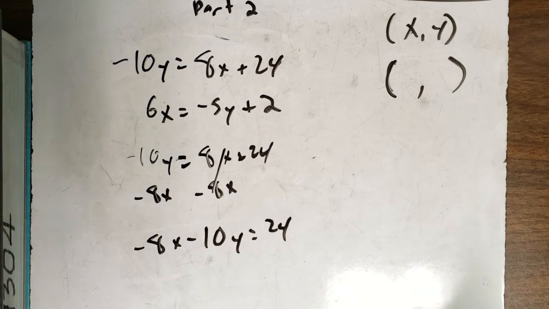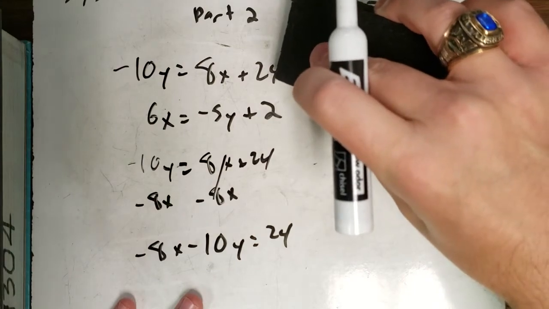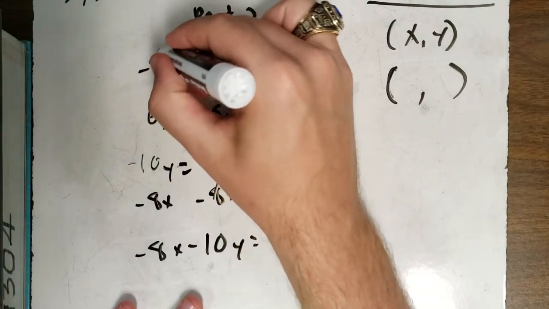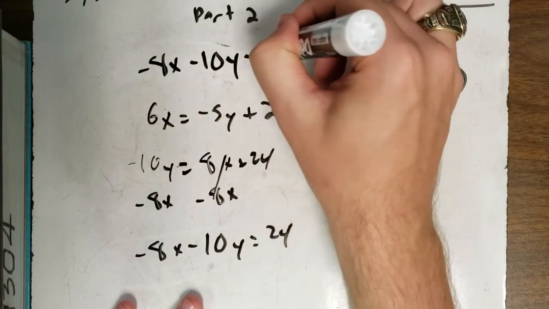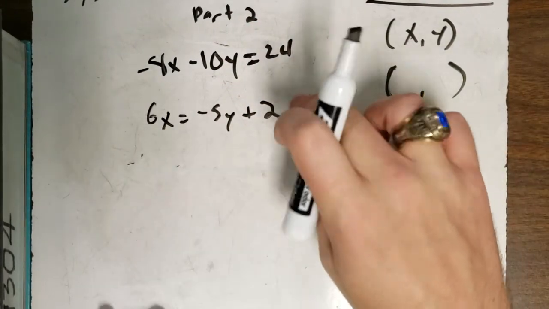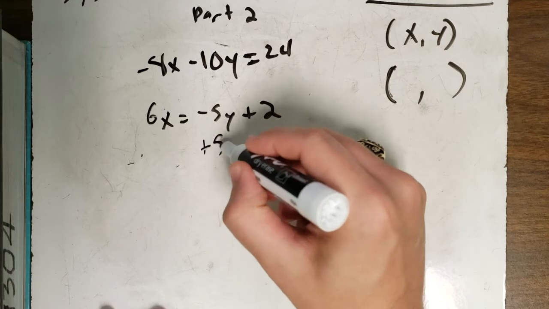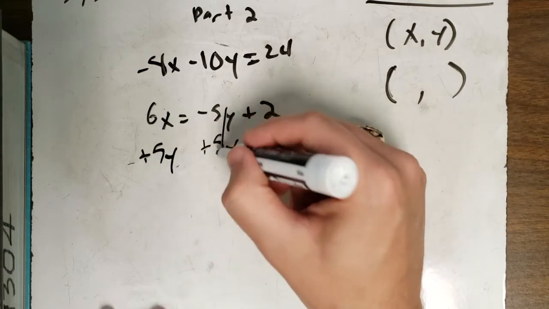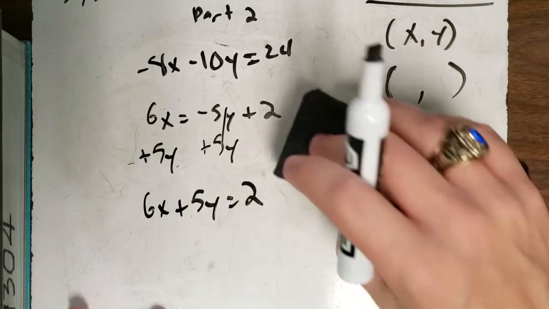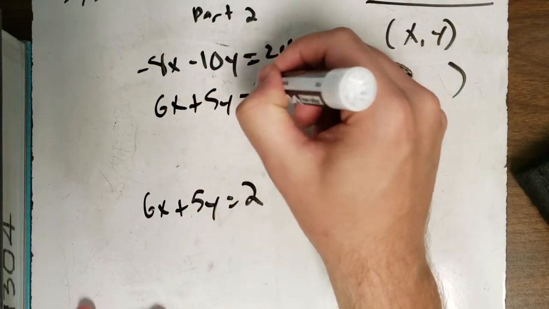Okay, so let's go ahead and rewrite this problem. Okay, negative 8x minus 10y equals 24. Okay, now let's do the same thing with this problem. Our x is over here. We need to get our y to join it. It's -5y. Let's do plus 5y here, plus 5y here, and we have 6x plus 5y equals 2. So once again, let's get rid of this, and let's use this one. 6x plus 5y equals 2. Okay.